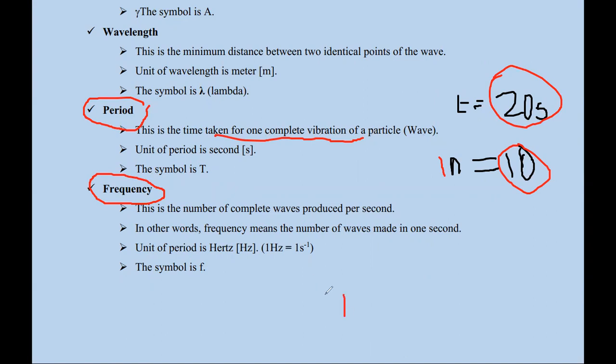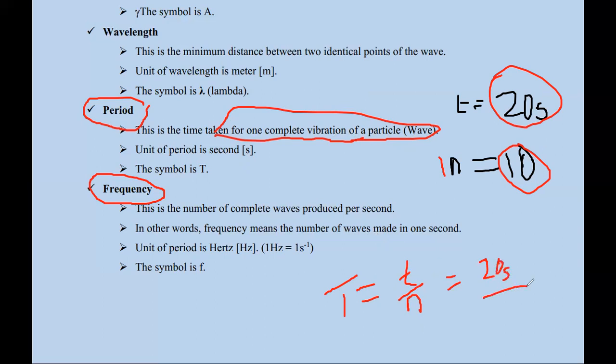We can say period T is equal to, remember, as we are dealing with the time taken to complete one wave, the time taken to make one wave. So we're going to use the formula: the time it took divided by the number of waves. That will give us 20 seconds divided by 10. It means one wave was taking 2 seconds. To make one wave, it was taking 2 seconds. And to make 10, it took 20 seconds. See how easy it is?